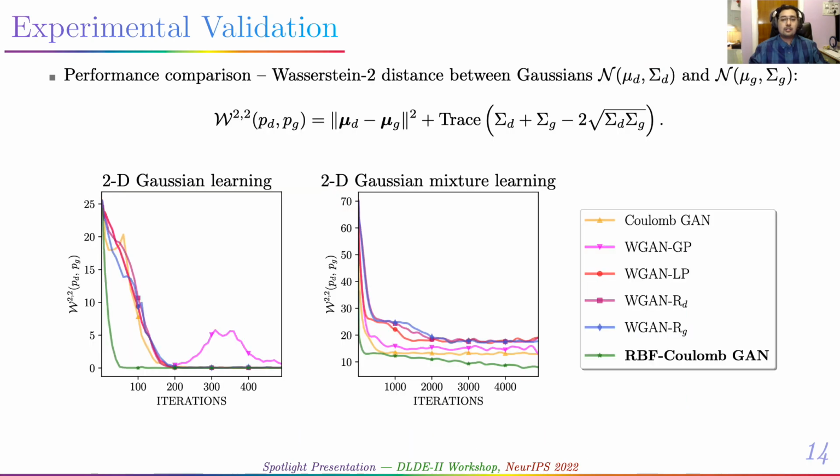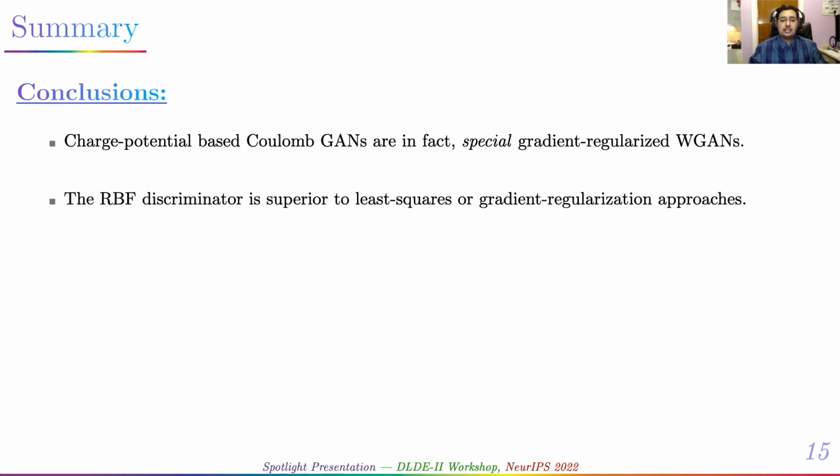Comparing the models in terms of the Wasserstein 2 distance between the generator and data distributions corroborates these observations quantitatively, where RBFCoulombGAN converges faster and to a better, or lower, value of the metric. To summarize, in our paper, we derived the functional optimum in gradient-regularized WGANs and showed that the optimal discriminator solves a Poisson PDE, whose solution coincides with the Coulomb GAN formulation. Implementing the closed-form discriminator via an RBF network results in superior performance compared to the baselines on synthetic Gaussian learning tasks. For additional insights, please check out our paper and poster.